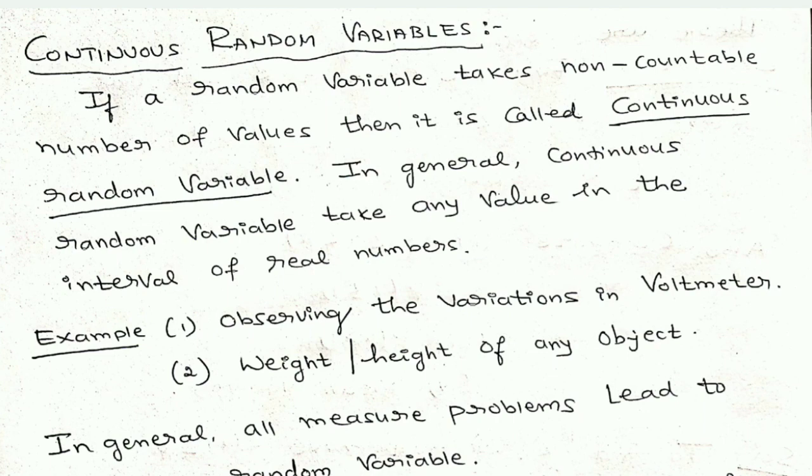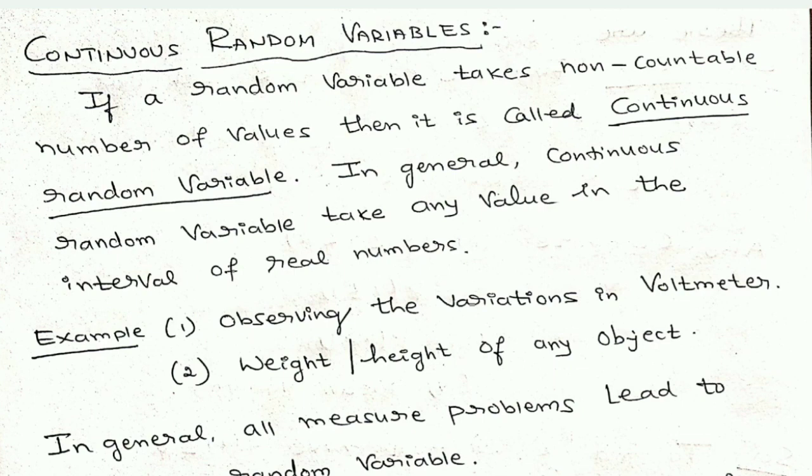First, let us try to understand the definition. If a random variable takes a non-countable number of values, then it is called a continuous random variable. So in general, a continuous random variable always takes any value in an interval of real numbers. In the case of discrete, it takes only discrete values, but here it will take an infinite number of values in any interval of real numbers.